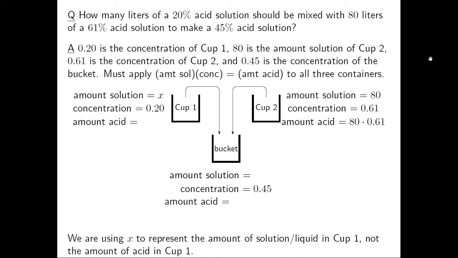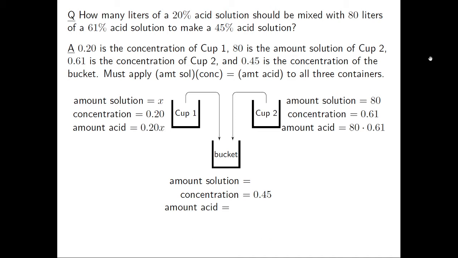Now with x being the amount of solution in cup 1 and 0.20 being the concentration for cup 1, we can multiply those two things together. 0.20 times x, in either order, will be the amount of acid for cup 1. Then recall that the amount of solution from one cup and from the second cup, when we dump them into the bucket, will be the amount of solution for the bucket. So we'll have x plus 80 as the amount of solution for the bucket.